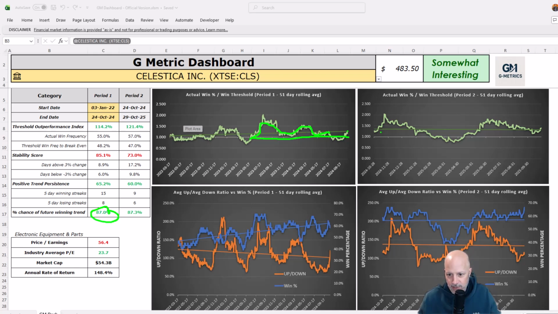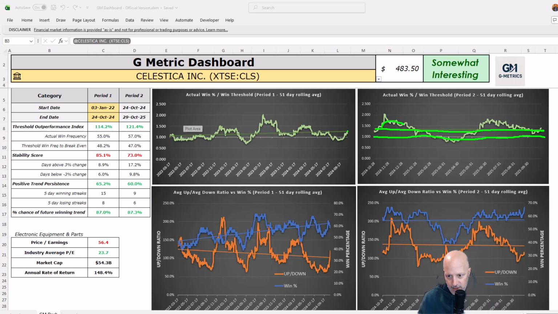When I do the same thing for the most recent period, let me get those green lines out of here, you can see it's kind of a flatter line here. But most of the data points are above this 1% threshold. So most of the time it's behaving in a way that it's winning more than it needs to keep going up. And so I do the same math here.